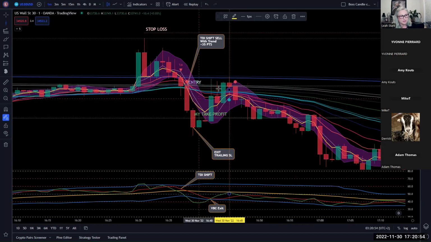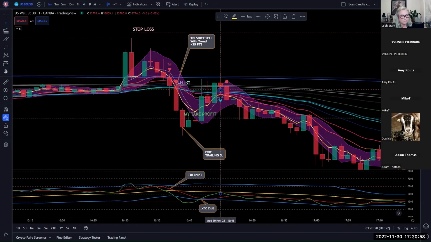And I know that some other people took some entries after that played out very well, but is there anybody else that wants to share? I have a few comments on this trade as well.